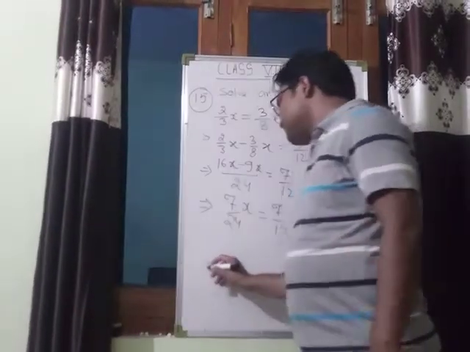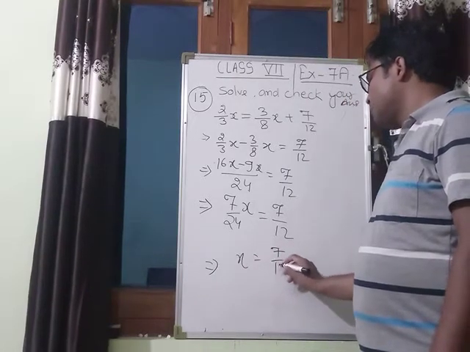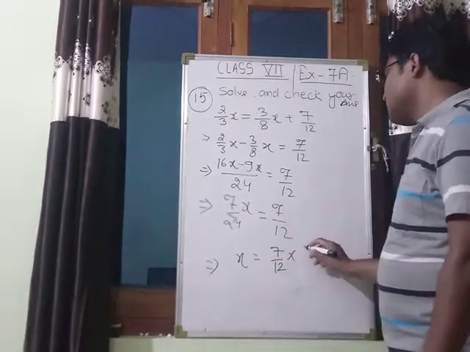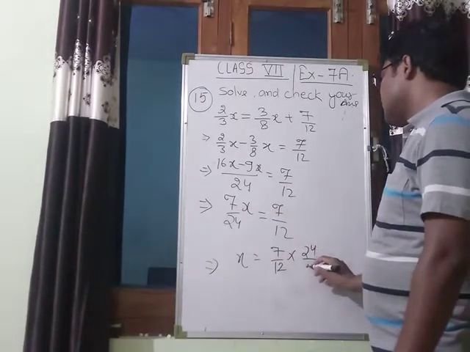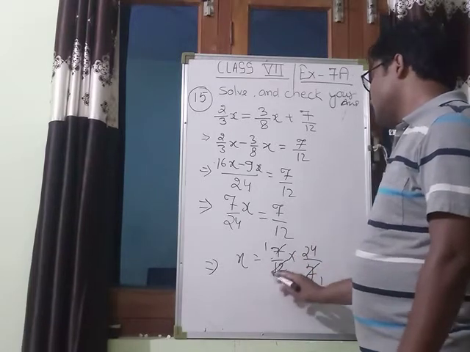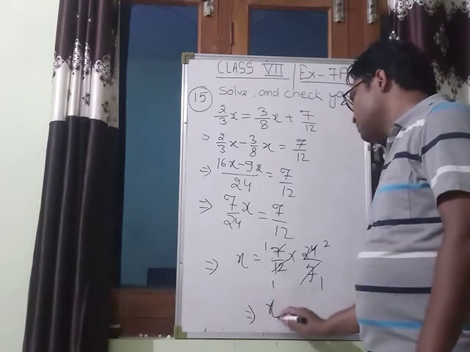Then from here, x is equal to 7 by 12 into, transfer this 7 by 24 to the right side, it will be 24 by 7. Okay, so 7 ones are 7, 7 ones are 7, 12 ones are 12, 12 twos are 24, means x is equal to 2.